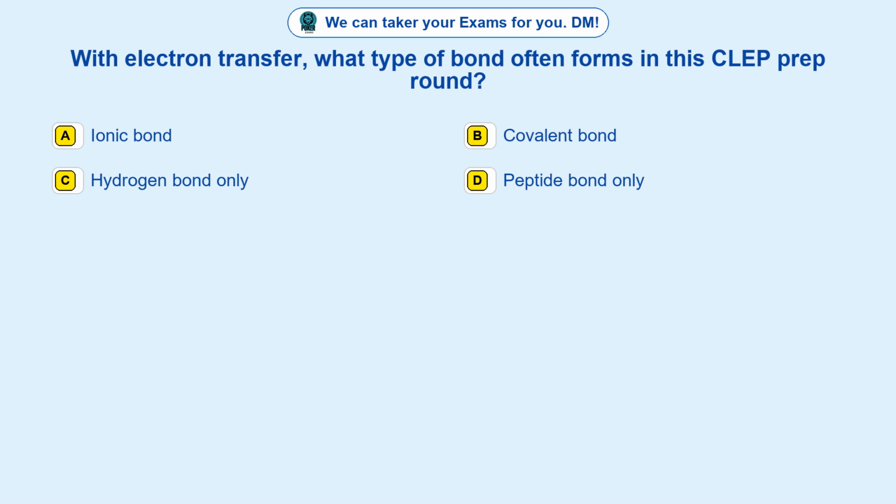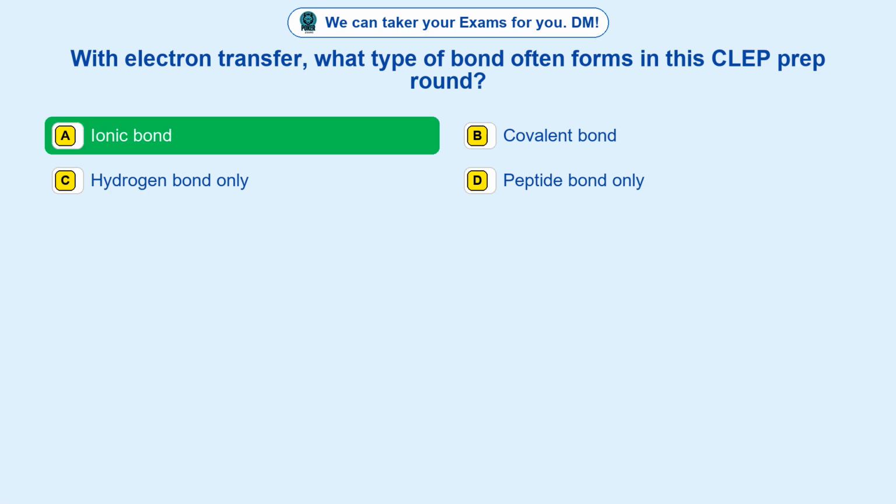Question 33. With electron transfer, what type of bond often forms in the CLEP prep round? Option A, ionic bond. Option B, covalent bond. Option C, hydrogen bond only. Option D, peptide bond only. The correct answer is option A.